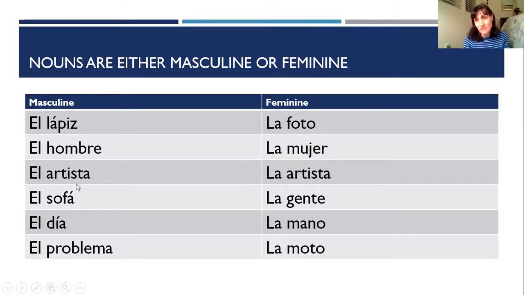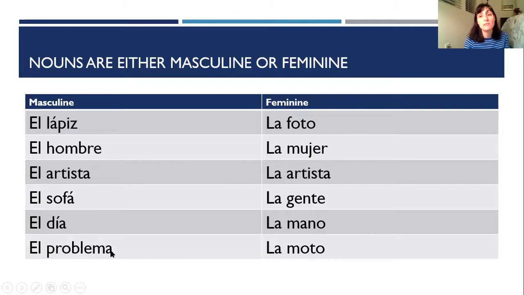El artista, that's a male artist. El sofá, this one's tricky because it ends in an A, so you would think it's feminine, but it's not. It's el sofá, it's masculine. El día, here's another one that ends in an A. It looks like it should be feminine, but it's not. It's masculine. El día. El problema, that's another exception.